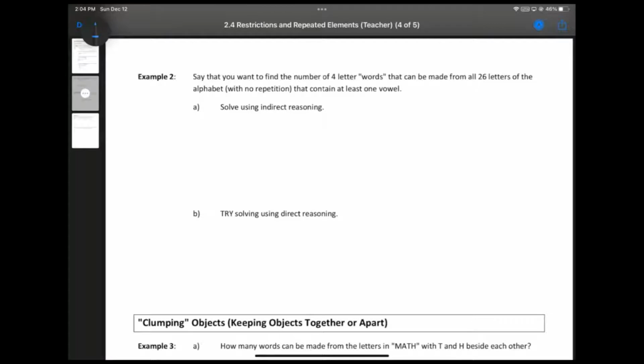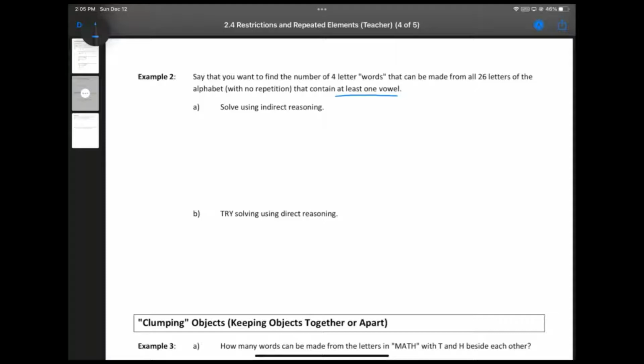Okay, so for example 2, this one's at least a little bit more interesting. Say that we wanted to find how many 4-letter words can be made from all 26 letters of the alphabet with no repetition, so we can't have the same letter appear more than once, that contain at least one vowel. At least one vowel. So we're going to try and solve this both indirectly and directly. I'm actually going to start with the indirect method first. Spoiler alert, this is going to be the easier method.